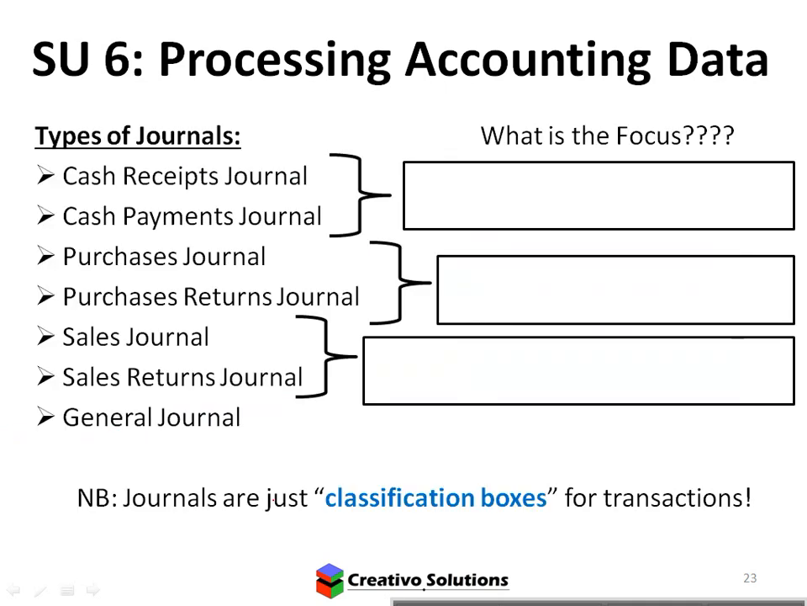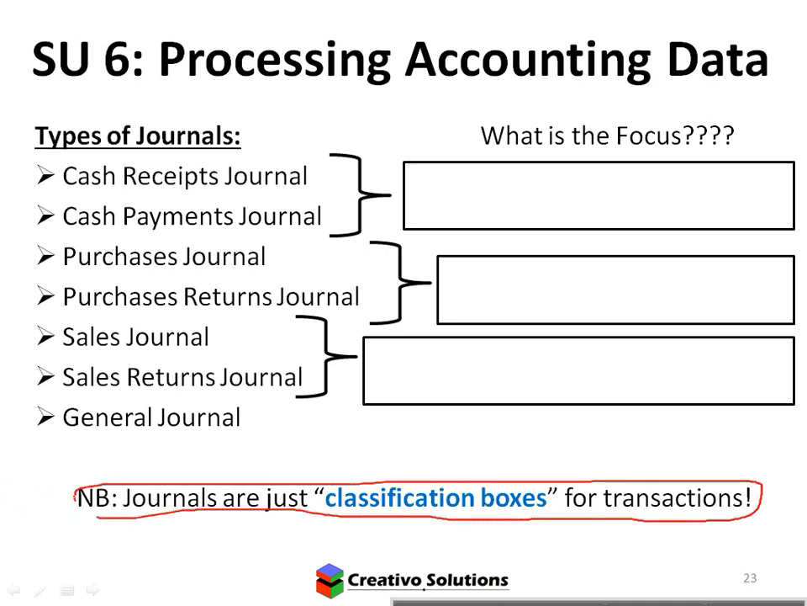And that's why we have accounting books, we have journals. So this is what a journal is. A journal is a classification box for transactions. What does that mean? Well, it means I'm grouping similar transactions in a particular journal. Because they're similar, they're affecting the same accounts.